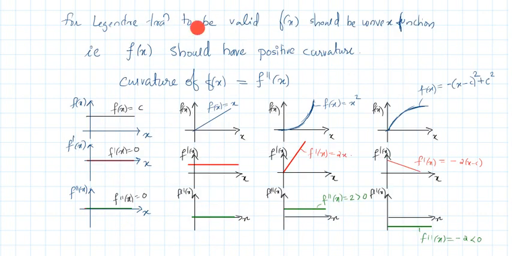Now, for Legendre transformation to be valid, there is a condition. f of x should be a convex function. What is the meaning of convex function?